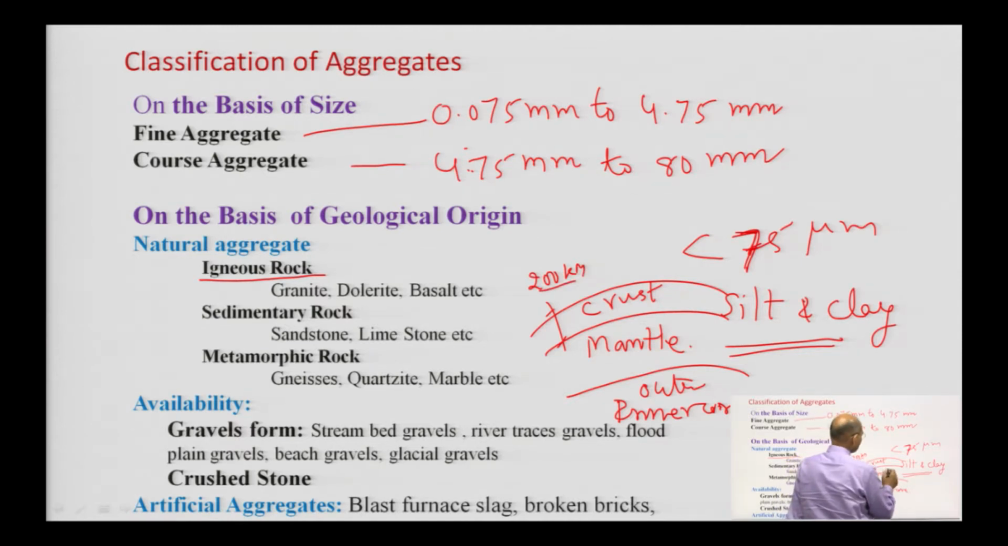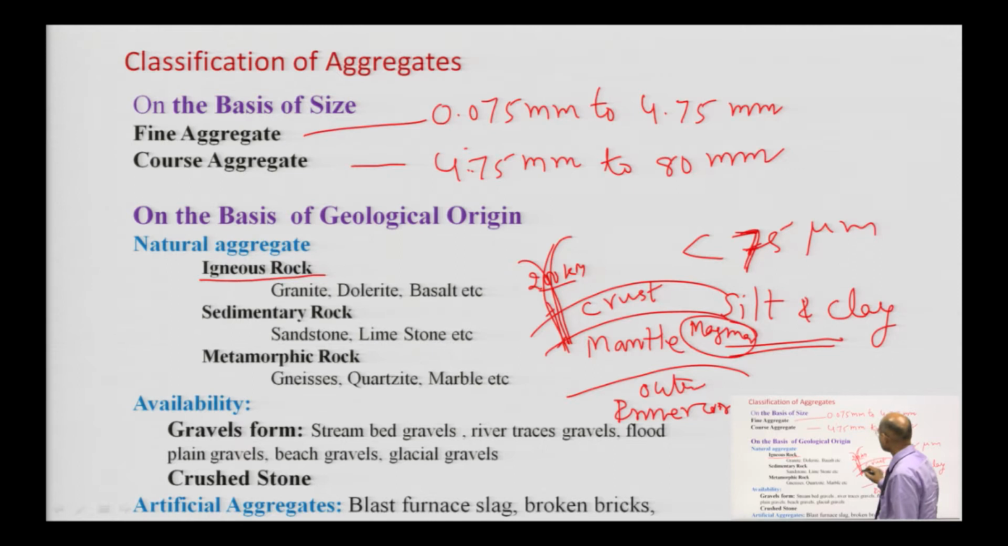In the mantle, magma will be there in liquid form. Whenever a volcano takes place due to the spreading of the crust at a boundary level, and the magma gets cooled down slowly, the rock formed is called igneous rock, like granite, dolerite, basalt, etc. That is going to give you a very good quality of aggregate.